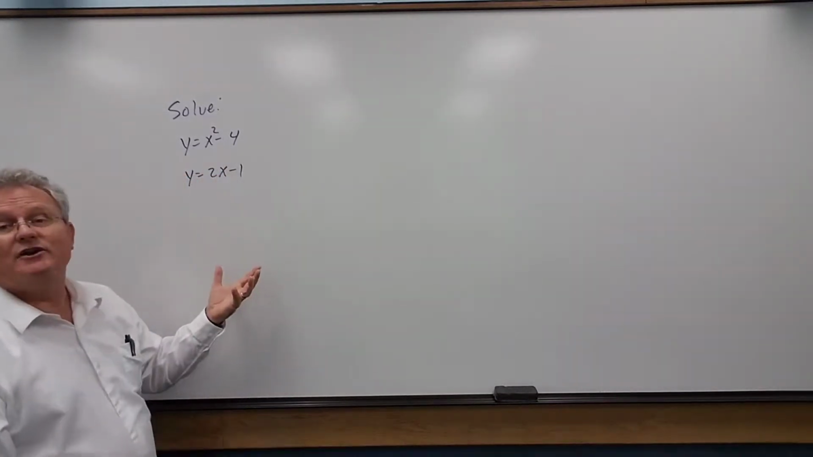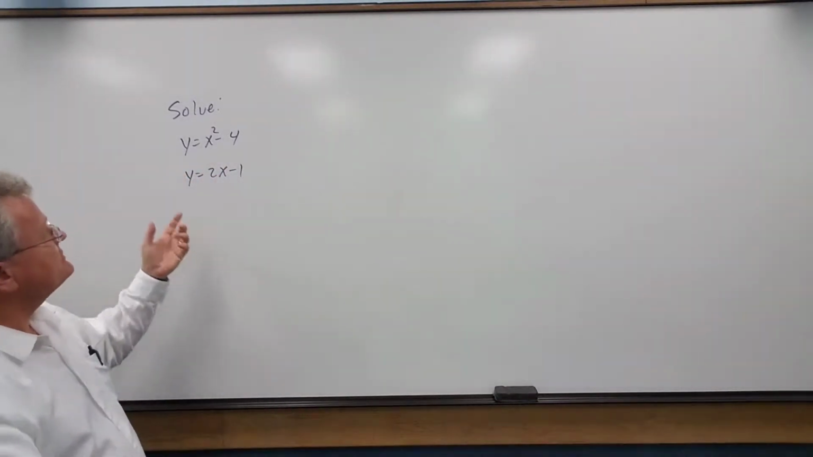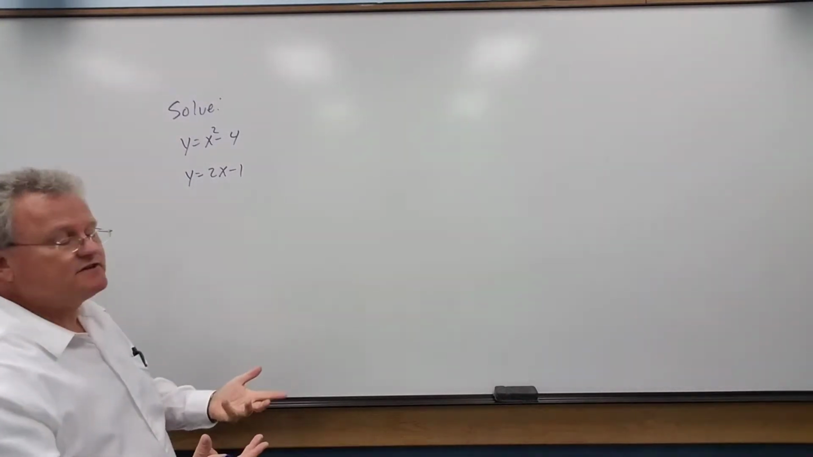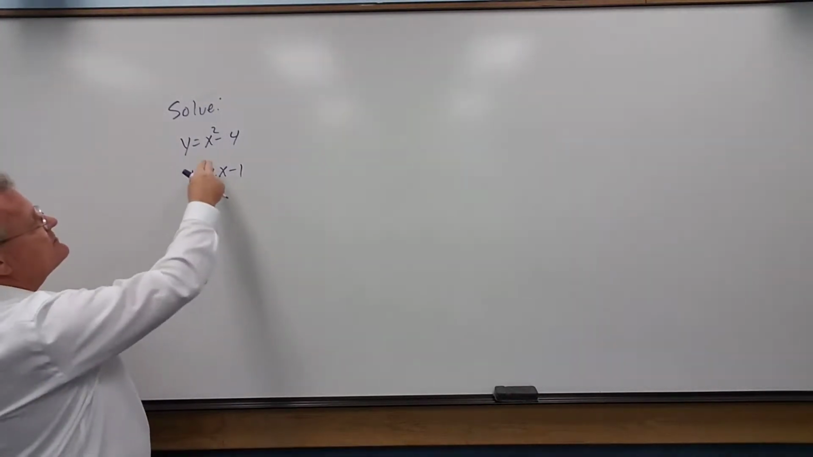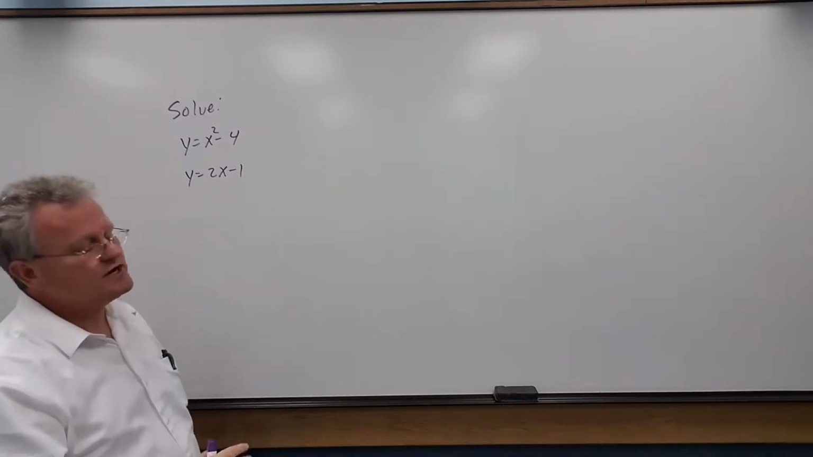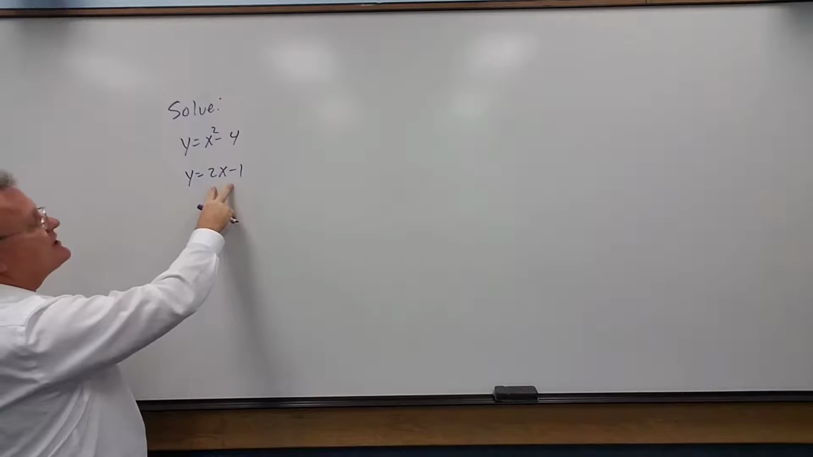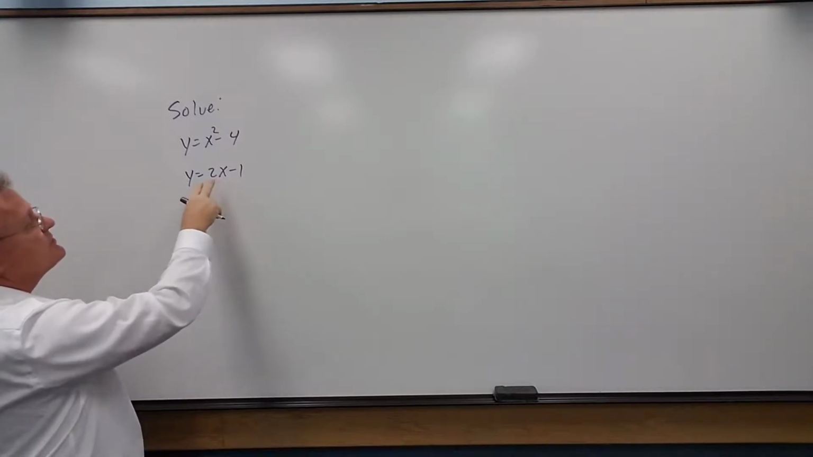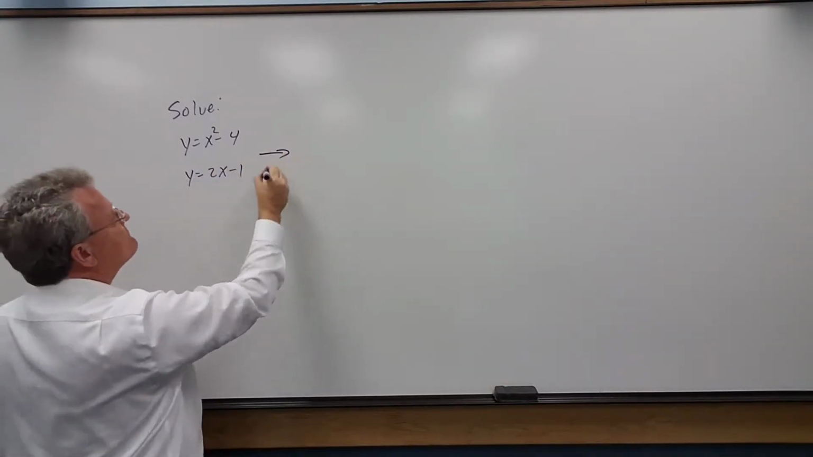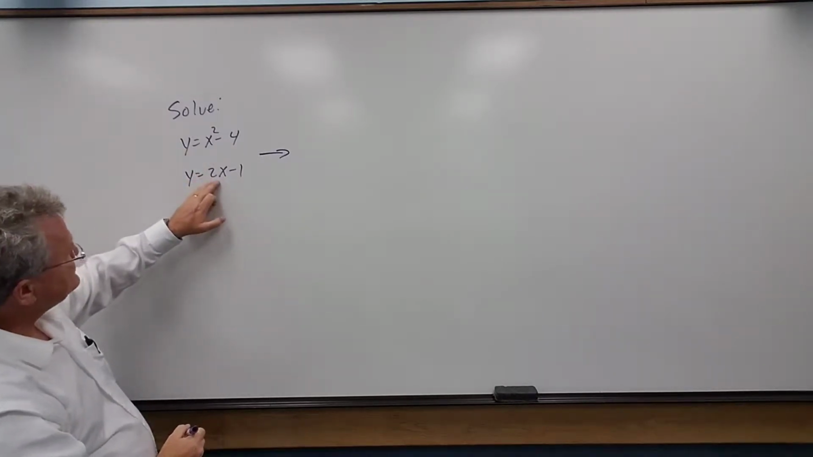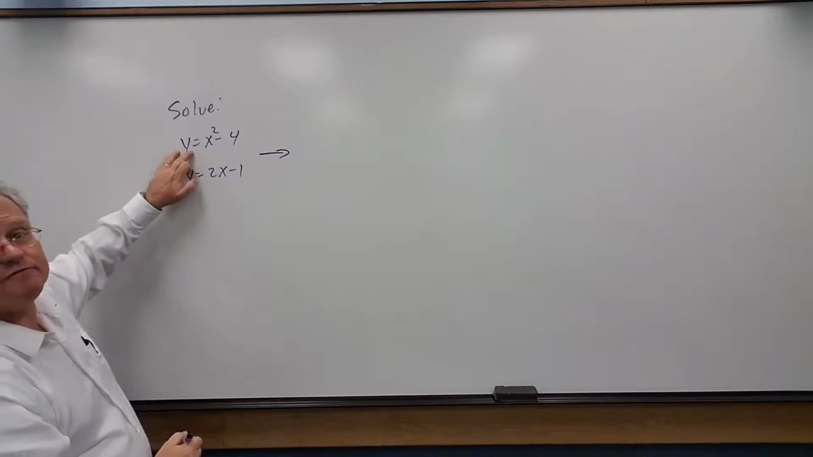You can try to eliminate one of the variables, but a lot of times substitution is the most effective way to solve systems of nonlinear equations. Not always, but that's what I'm going to do here. I'm going to use substitution. y is 2x minus 1, that's the second equation, and I'm going to plug that in for y in the first equation.